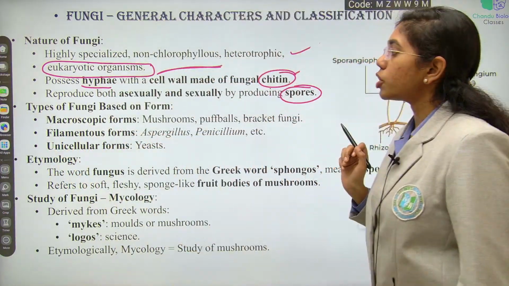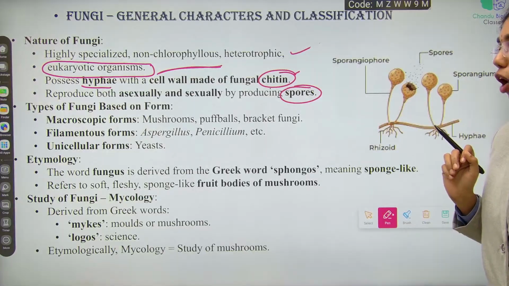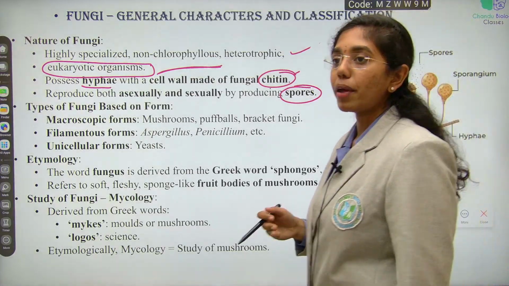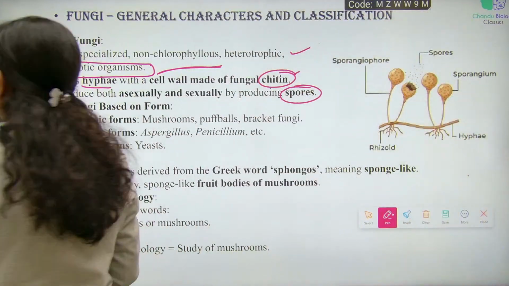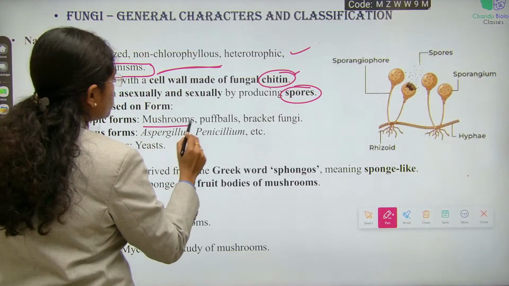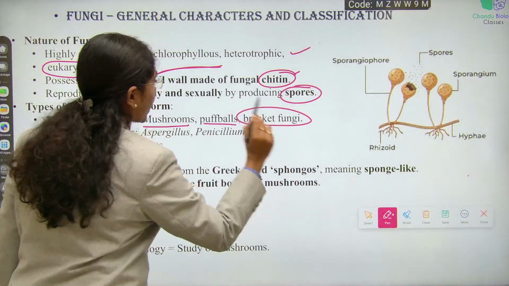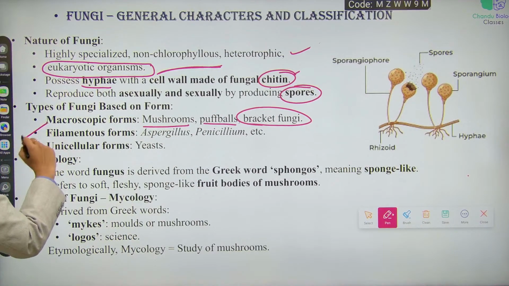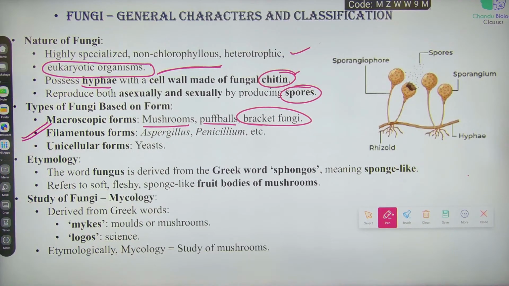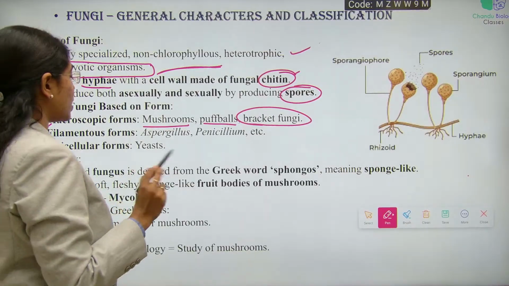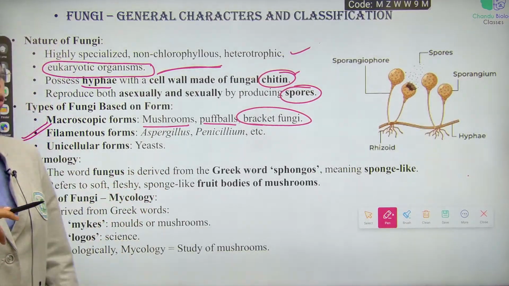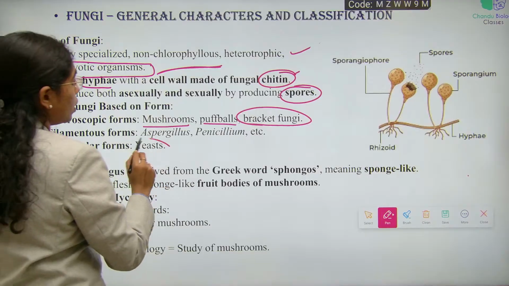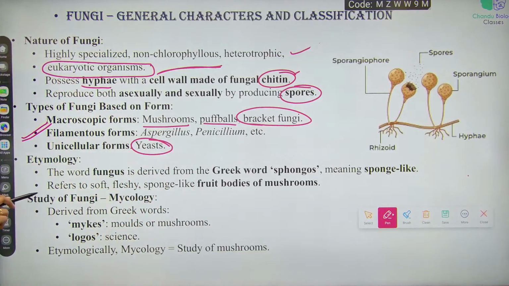Next, types of fungi based on form. We have macroscopic forms. Macroscopic forms include mushrooms, puffballs and bracket fungi. Filamentous forms include Aspergillus and Penicillium. Next, unicellular forms include yeast, which is Saccharomyces cerevisiae.